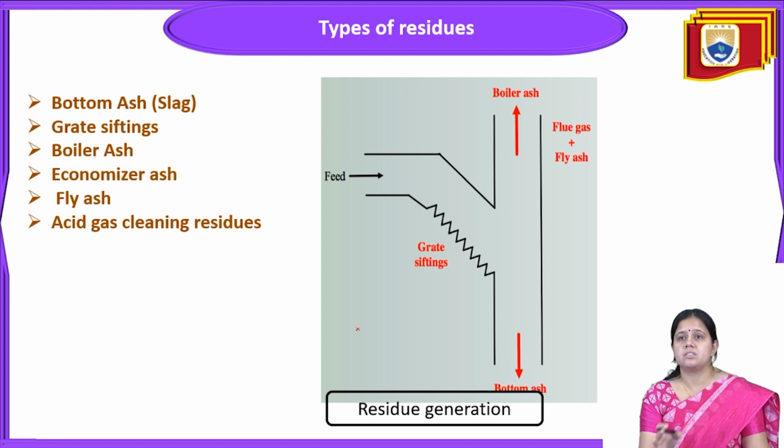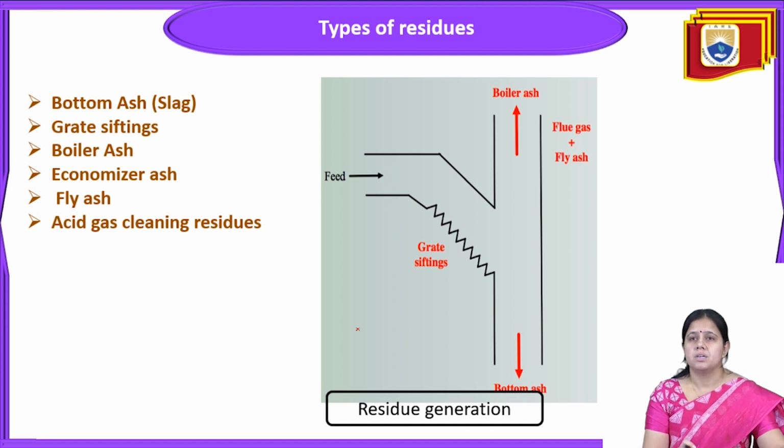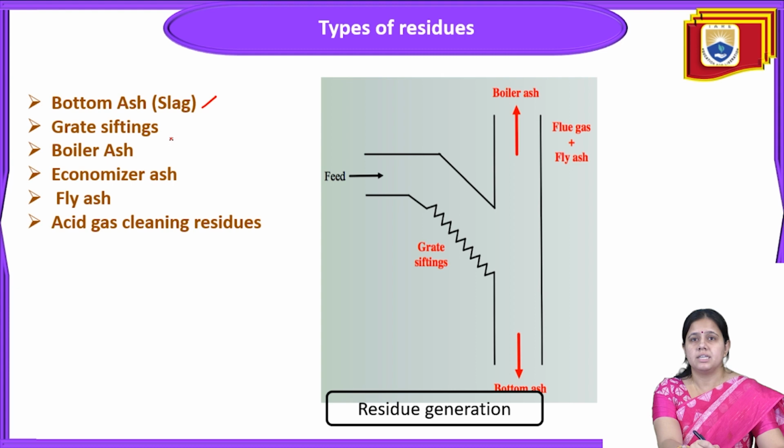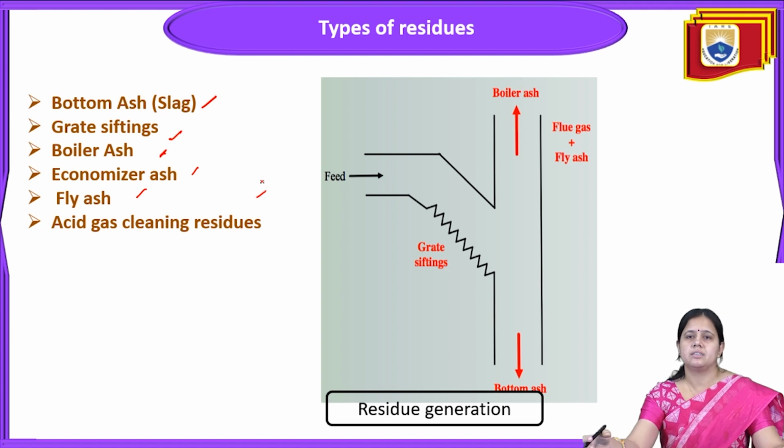Which type of residue comes from an incinerator plant? In the incinerator plant we burn the toxic MSW, and by burning it, the following residues come: first bottom ash, that is slag, then grate siftings, then boiler ash, economizer ash, fly ash and acid gas cleaning residue.